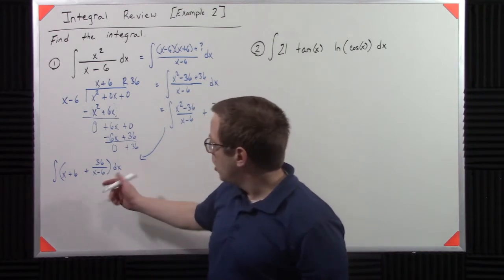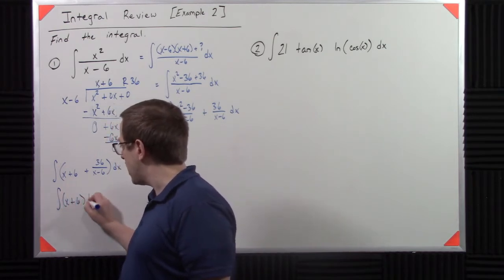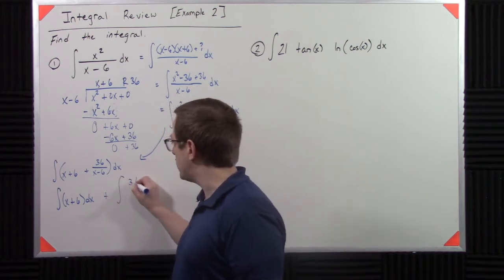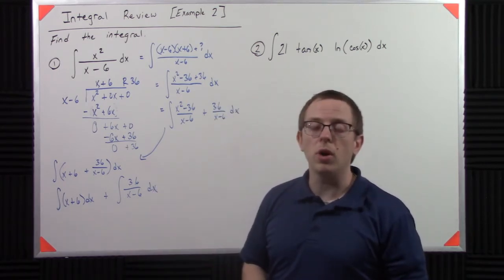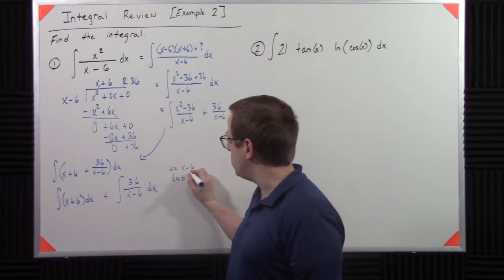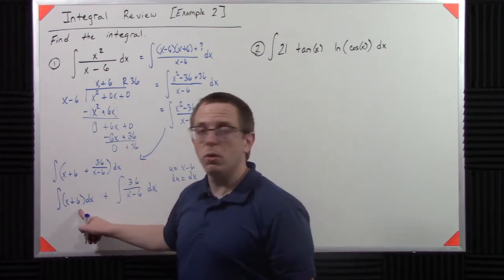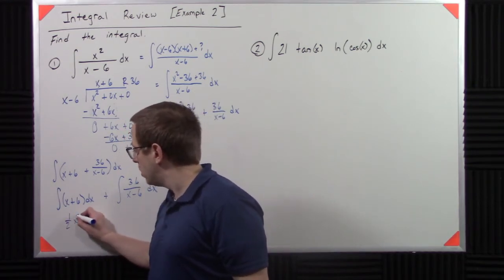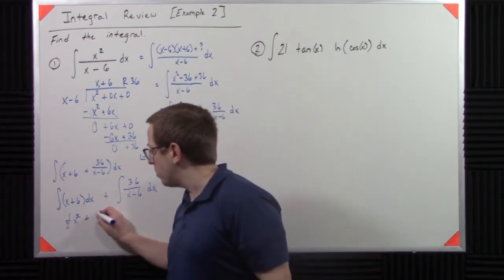Once you're here, we can really separate that into the integral of x plus 6 dx, because these can be directly integrated, plus the integral of 36 over x minus 6 dx. This one's a little more complicated. We're going to have to do a u substitution: u equals x minus 6, du is dx. For the direct integration, we use the power rule. By adding 1 to the power, we get x squared, and then dividing by that power, we get 1/2 x squared. We have a 6, that becomes 6x.